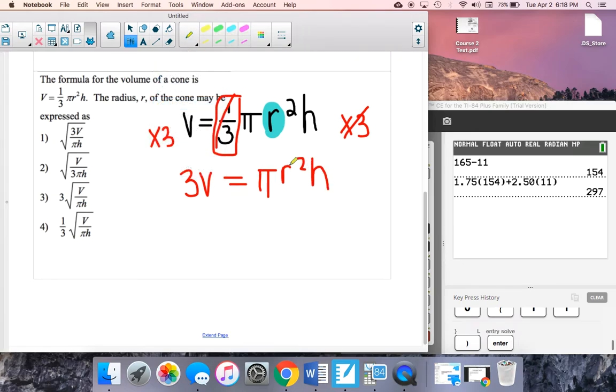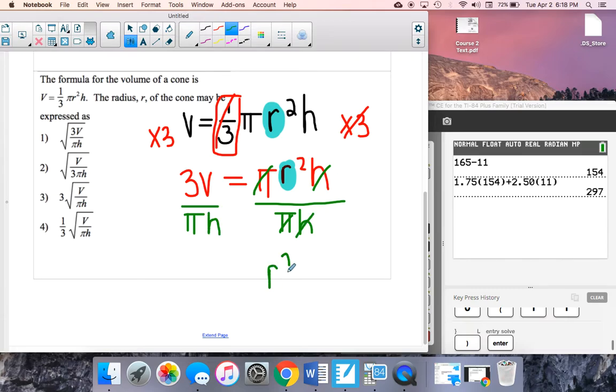Okay, still we're trying to solve for r, so again you're moving everything except the r. Now the next thing you can do is get rid of your pi and your h, and we're going to do that by dividing by pi and h together. If you only divide by pi, only your pi's will cancel out. You want to make sure you're dividing by pi and h so that the h will cancel out also. So now I have r squared is equal to 3V over pi h.